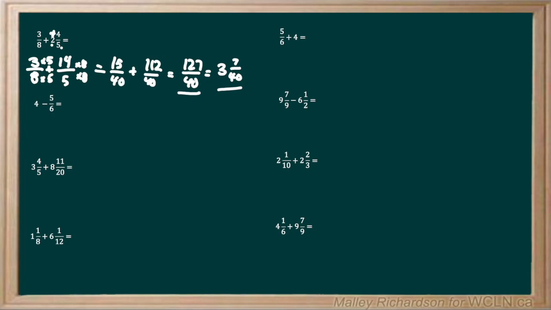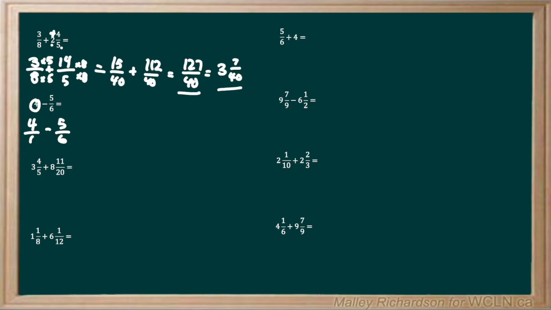Now let's look at our next example. We have 4 minus 5 over 6. So we don't have any mixed numbers, but we do have this 4 that's by itself. So instead of writing out our 4 like we did, we can write it out as 4 over 1. So the denominator is 1, and then we subtract it by 5 over 6. So to subtract these two fractions, we need to find a common denominator.